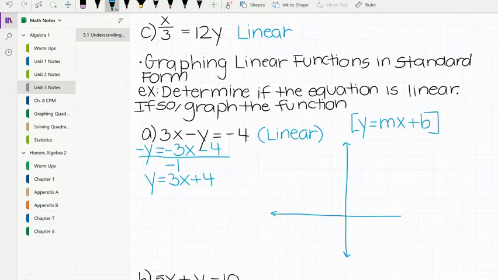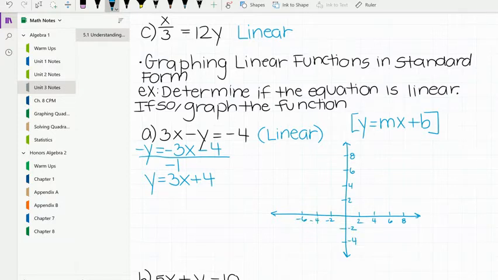I am going to go by 2s. Just so we know, be careful. The book often will change the scale to random things. So you just need to make sure that you're paying attention to that.